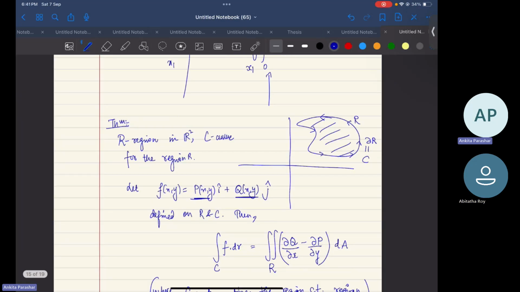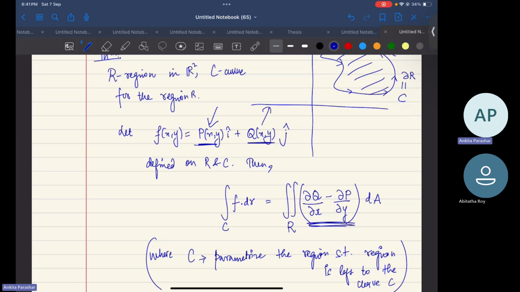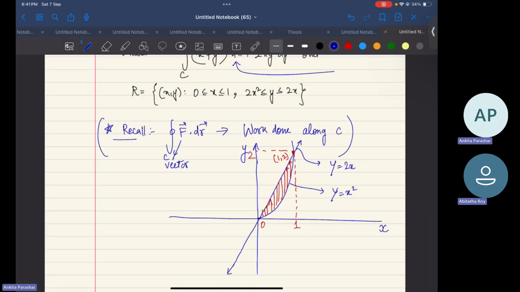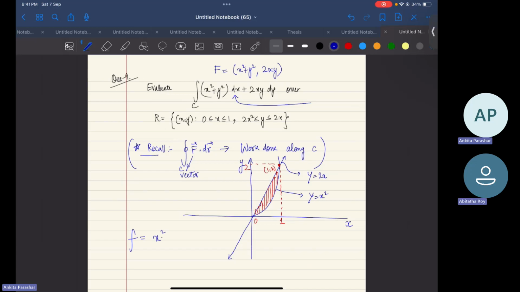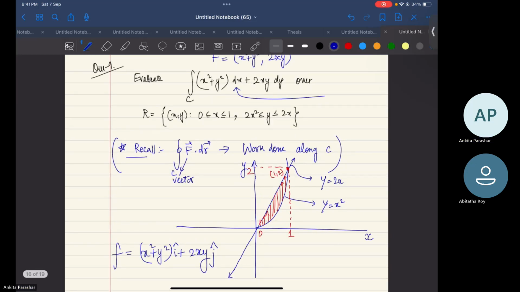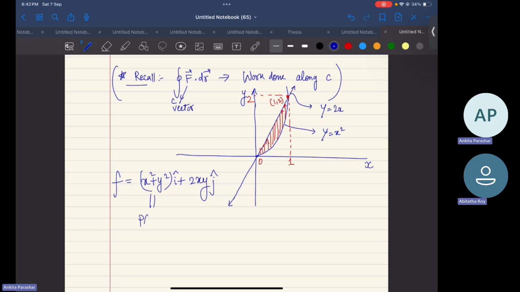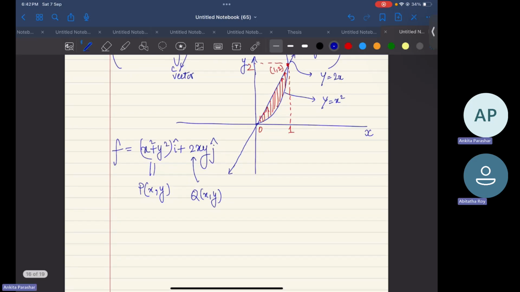Your function should be P and Q, and then you have to take the partial derivative of Q and P with respect to x and y. So what is our P for us? Our F is (x squared plus y squared) i cap plus 2xy j cap. What is our P? What is our Q? P is x squared plus y squared. This is a function of x and y. Again, Q is a function of x and y. And the formula says that it would be del Q by del x minus del P by del y, dx dy over the region R.